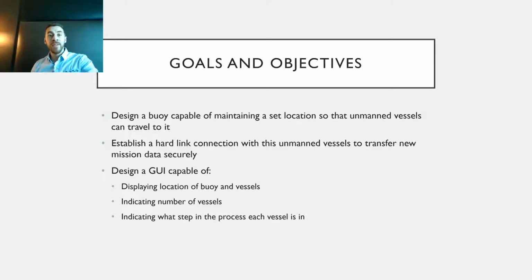In order to make sure that everything is running as we have intended, we need a GUI, or graphic user interface, to display this. It will have a map capable of showing where both the buoys and vessels are, and in addition to that, it will also have indicator lights to indicate what steps have been accomplished throughout the process.